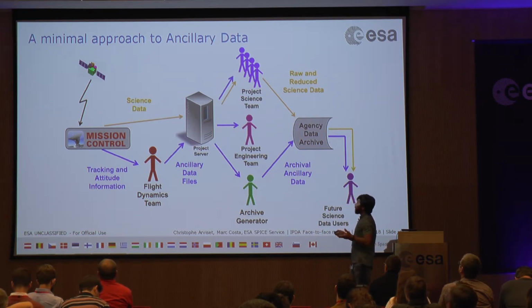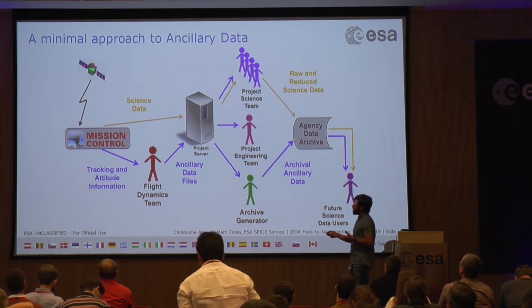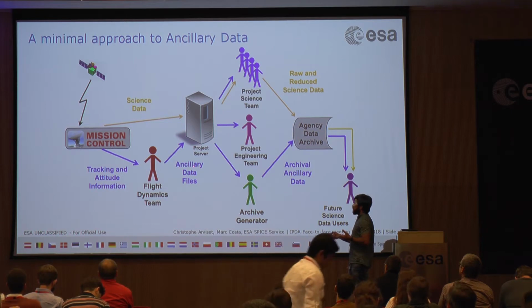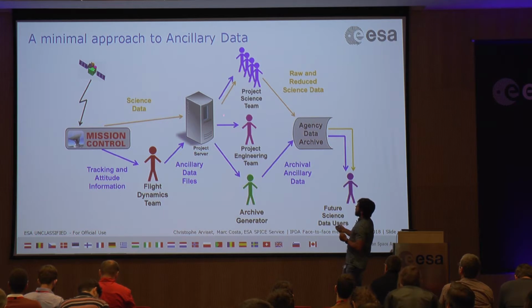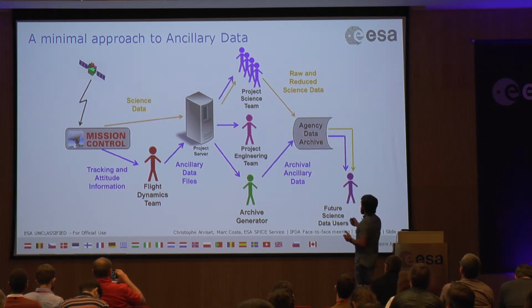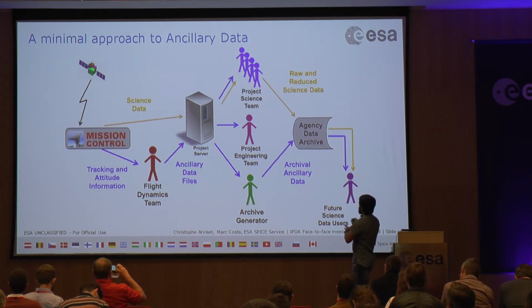So when you have this sort of minimal approach, the problem is that you have different actors generating different types of ancillary data. On one side, you might have your flight dynamics team, which is receiving the raw information and generating some sort of ancillary data that it puts somewhere. Then you'll have someone in the ground segment processing that ancillary data, maybe to provide it to a science team or some other clients. And you have another place in which you archive this type of data, or that you use to provide this data. And then the users may even have to do it in a different way.